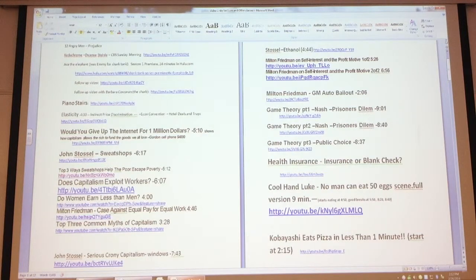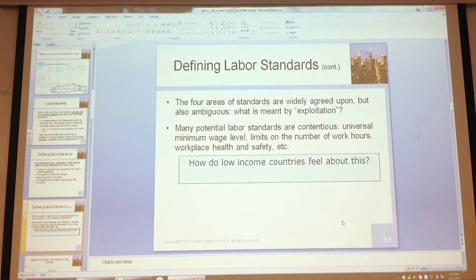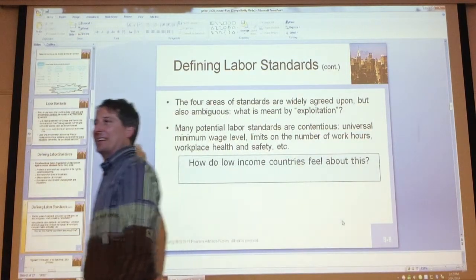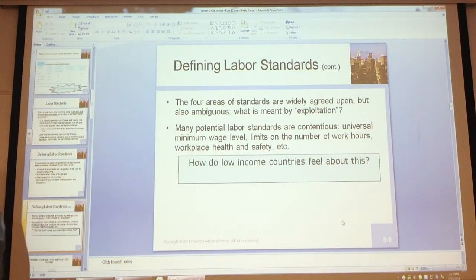Alright, what do you think's the key thing there? It's better to pay something than nothing at all. Better to pay something than nothing.